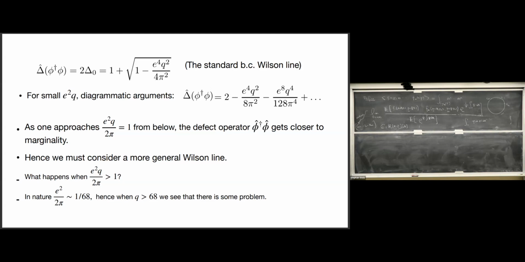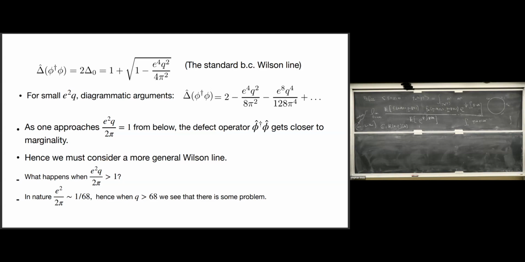Also, you can see that as e squared Q over 2 pi becomes closer to 1, whatever is inside the square root becomes closer to 0, and then the defect operator, the scalar bilinear on the line, becomes closer and closer to being marginal on the line.